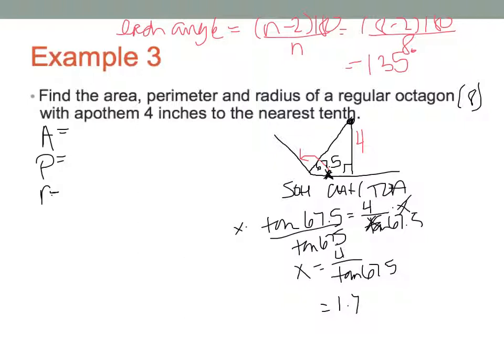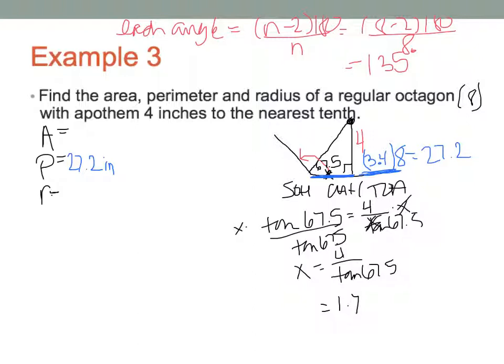And 1.7, I'll mark it here in blue, is half of the base of my octagon. So if that's 1.7 and this side also is 1.7, the entire base then will be 3.4. Okay, now I'm going to use that information here to find the perimeter. I'll do 3.4 times 8 because there's 8 sides. And to get that then, I will get 27.2. So my perimeter is 27.2 inches.